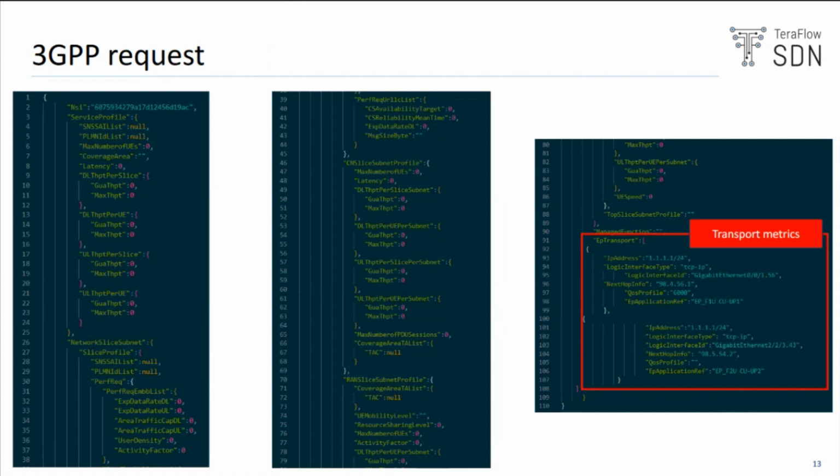For the request process, in the 3GPP request, we obtain a lot of information about the service that we want to create. This is a way to explain what the user wants to create. So we can focus on the transport matrix, where we can see the public IP of the device, the interface, and the type of the interface. So we need to translate it to use this information.